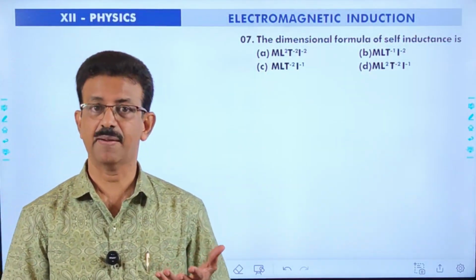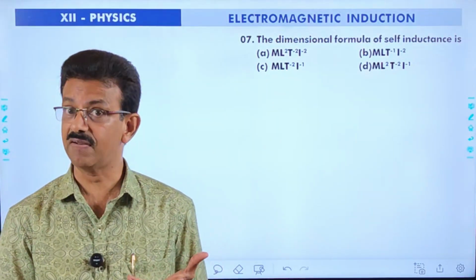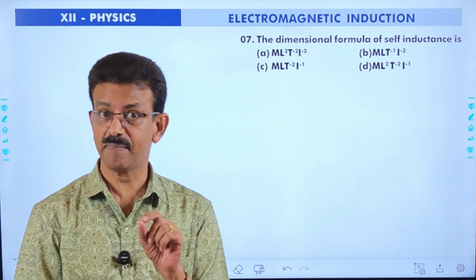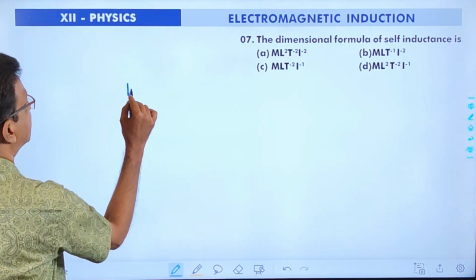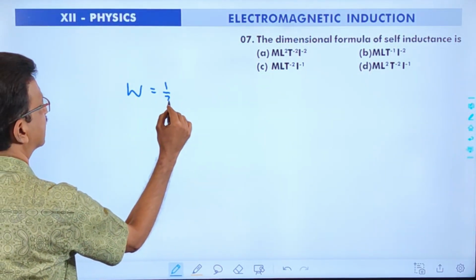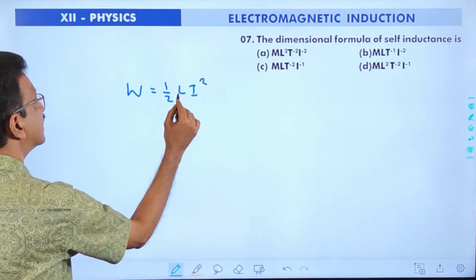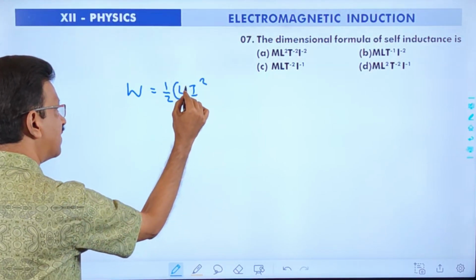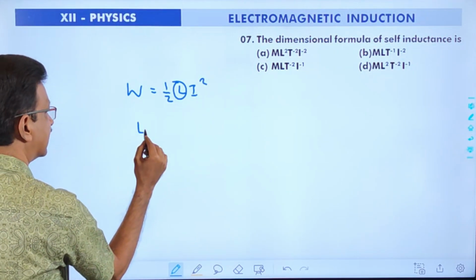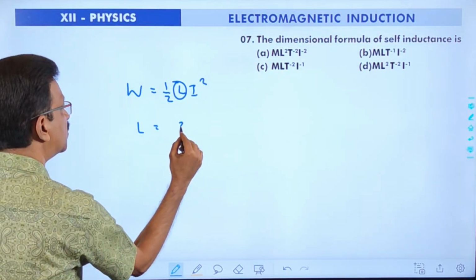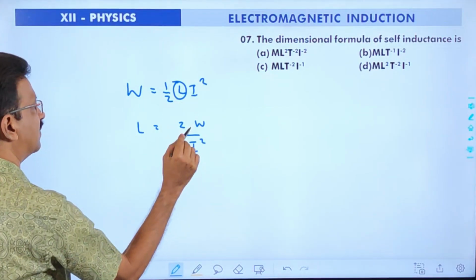Question number 7. It's about the dimensional formula. Seventh question is the dimensional formula of self-inductance. We have already mentioned a special equation earlier. The energy stored in an inductor is half L I square. Therefore, the dimensional formula of self-inductance can be identified from this equation: L equal to 2 into W divided by I square. Here the question is about the dimensional formula.